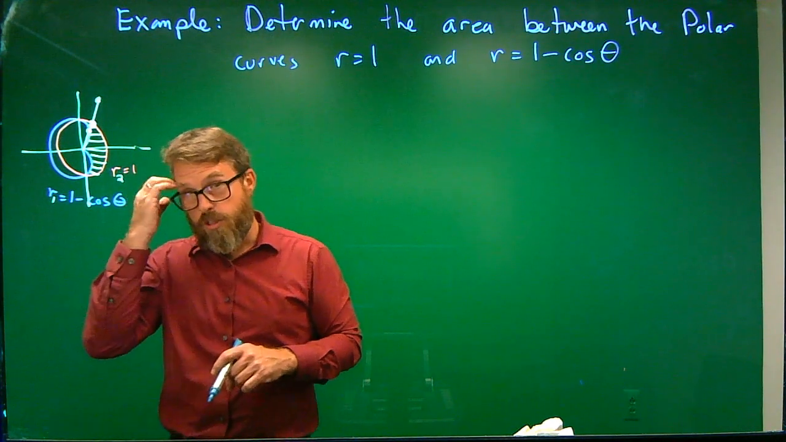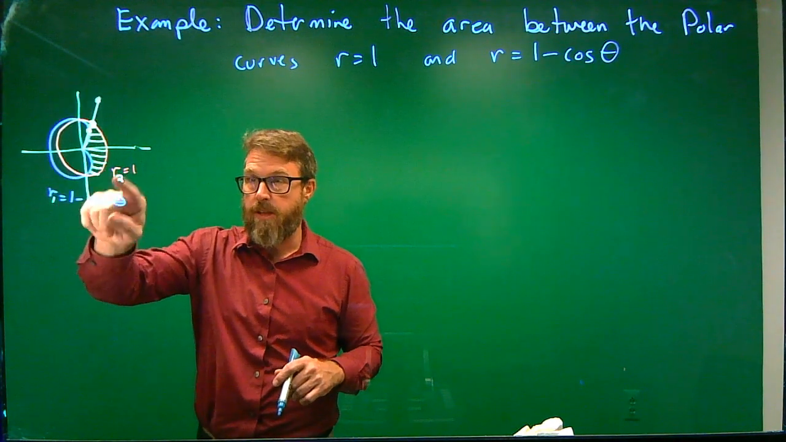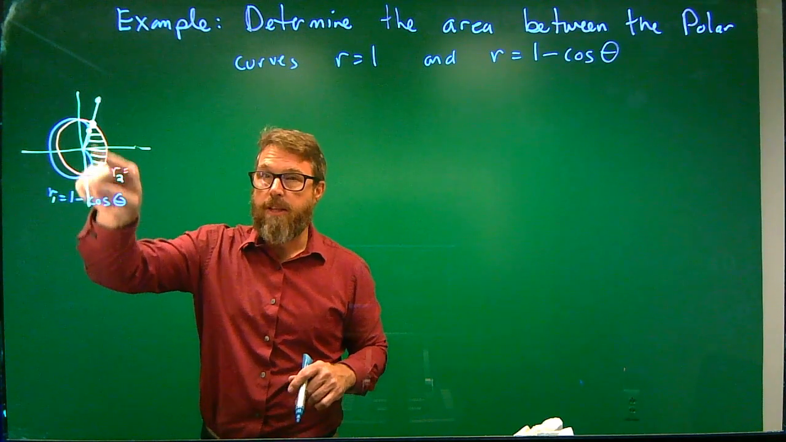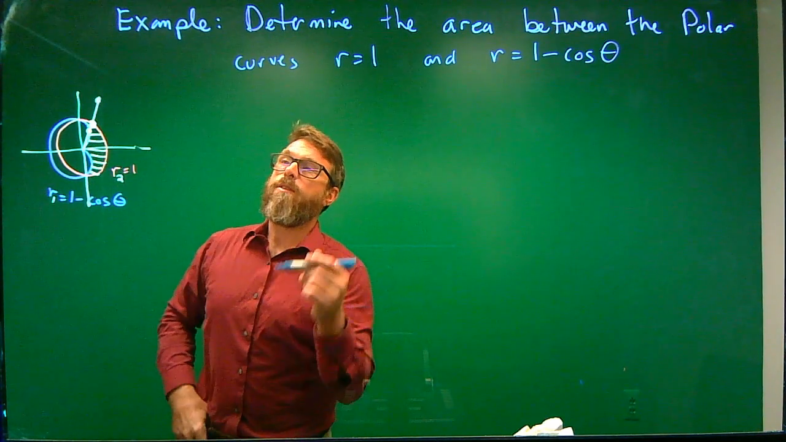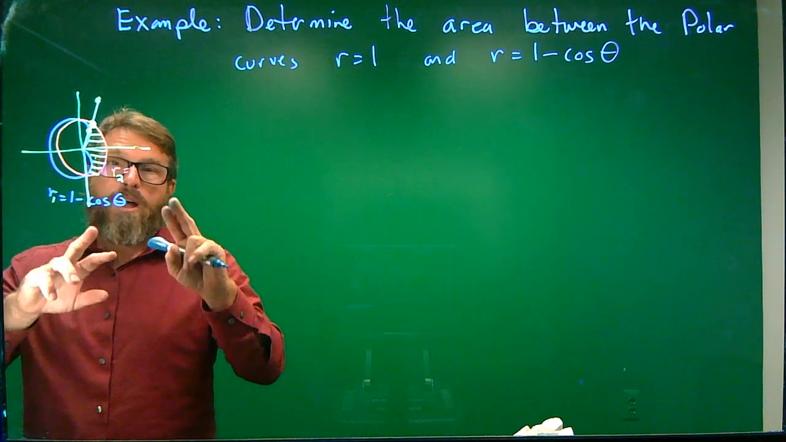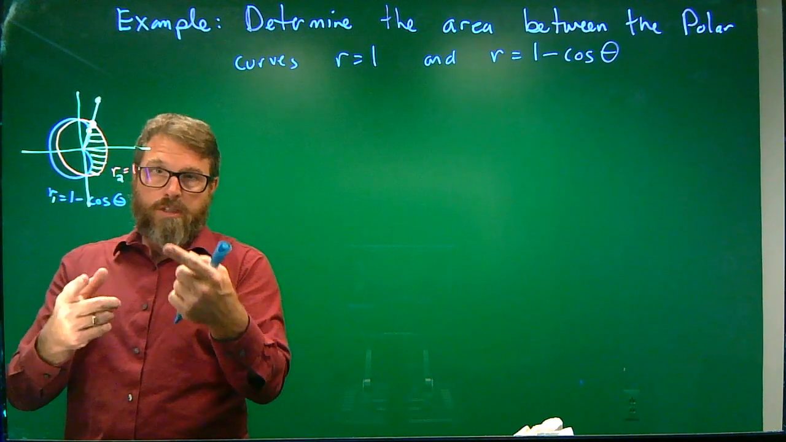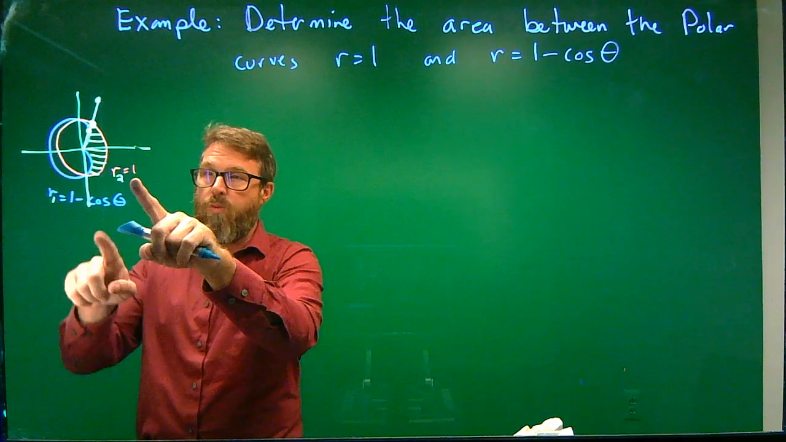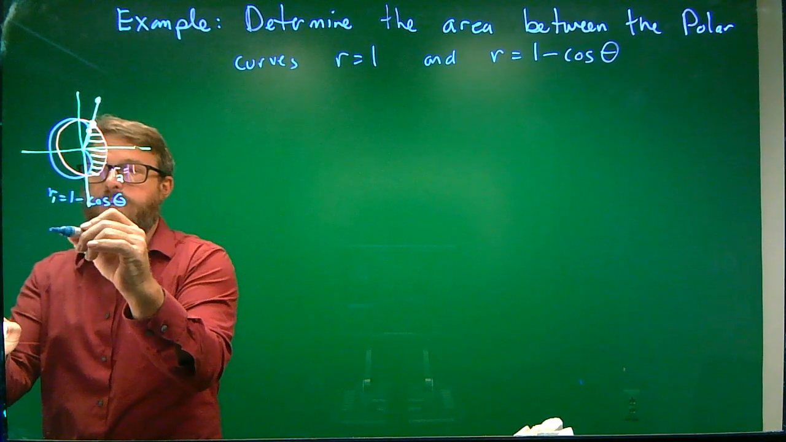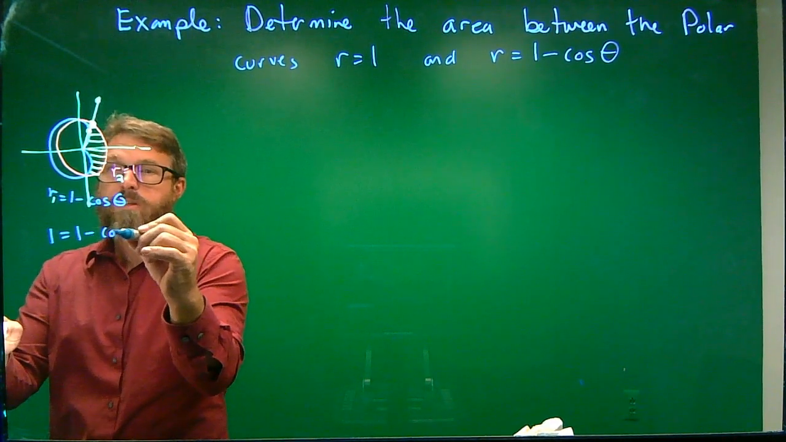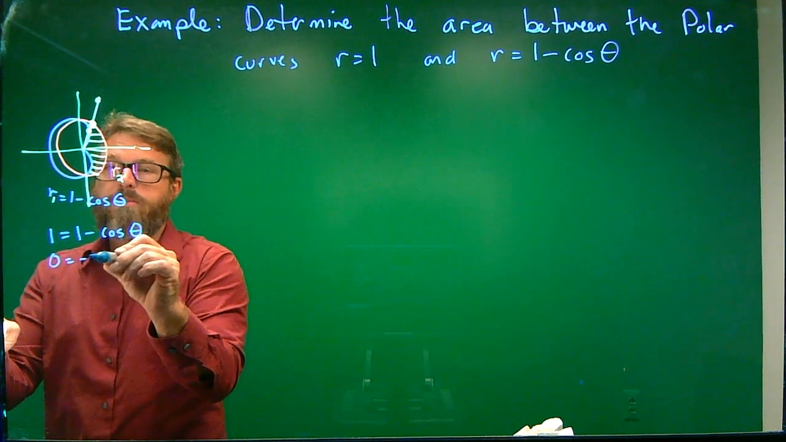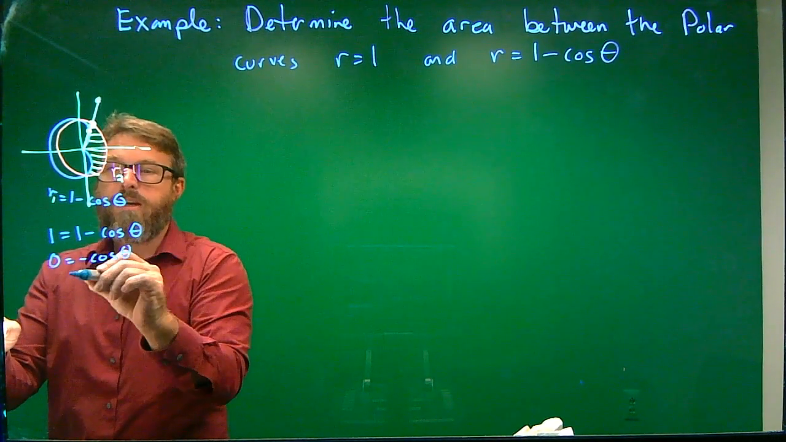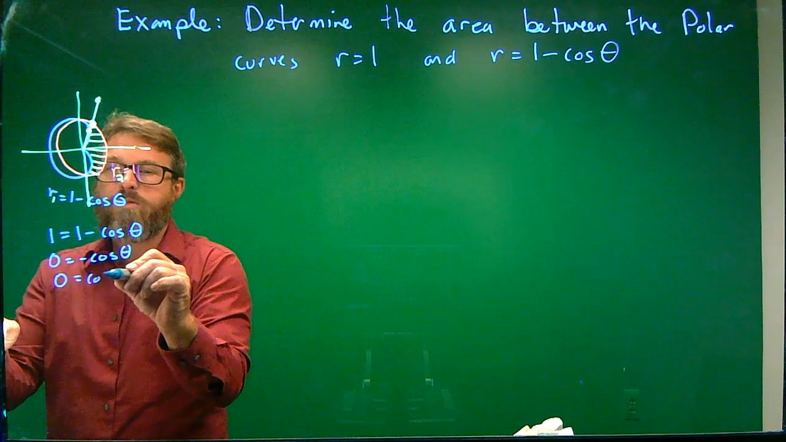Now, from the image, it's pretty easy to tell it's going to be at the quadrantal angles from minus pi over 2 to positive pi over 2. But if we have to find this algebraically, the way you find intersections is we're going to set them equal to each other. So I have to set this 1 equal to this 1 minus cosine of theta. So, subtracting 1, 0 is going to be equal to the negative cosine of theta. So 0 is equal to the cosine of theta.